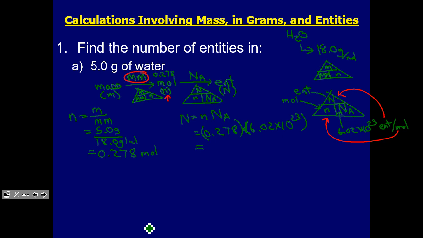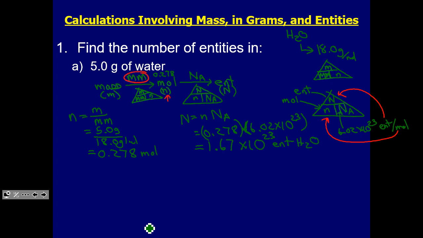Again, I am not showing you my calculator. I did that the other day. I have my number in my calculator still, 0.27777 times 6.02 EXP. I don't press times nor 10. 23 equals 1.67 times 10 to the 23 entities of water.